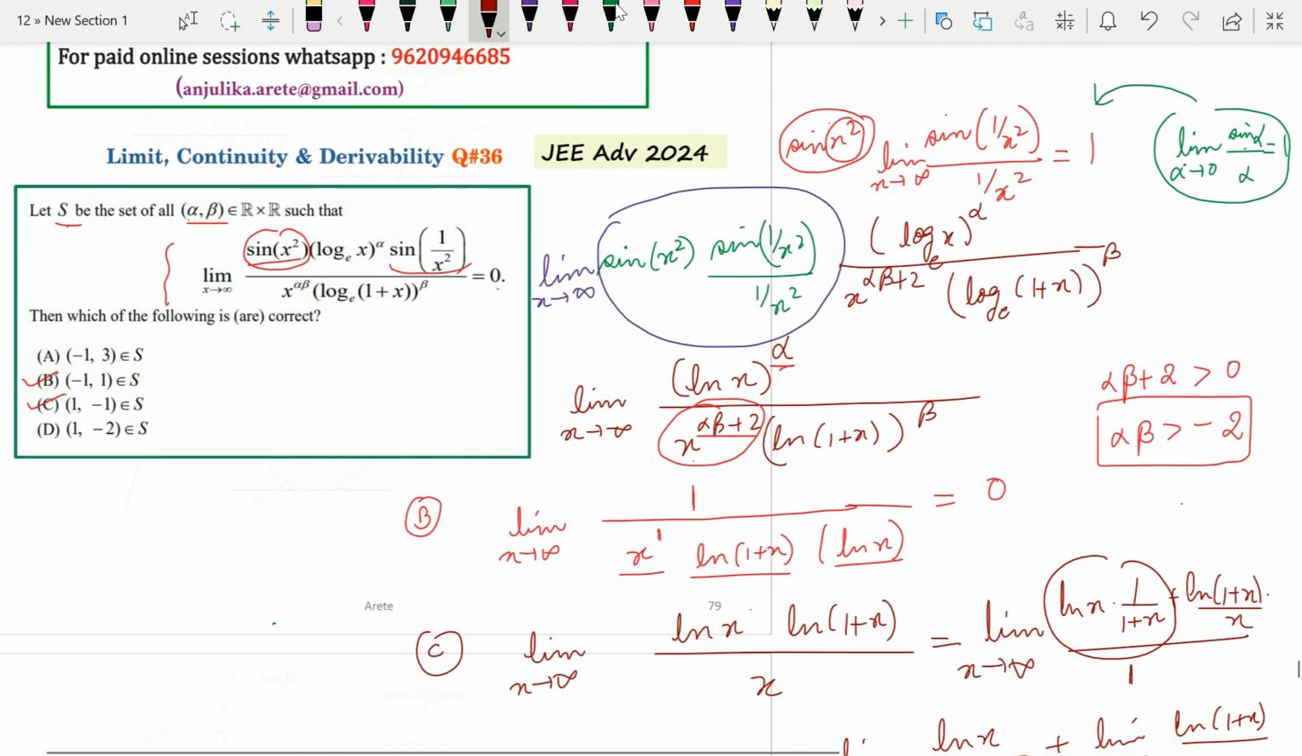So the moral of this story is that this term tells you how you are going to 0. If it has this positive power, then definitely you're going to 0, because log x is not significant with respect to a polynomial function. That is why this is driving the whole thing. Okay, see you with another question.